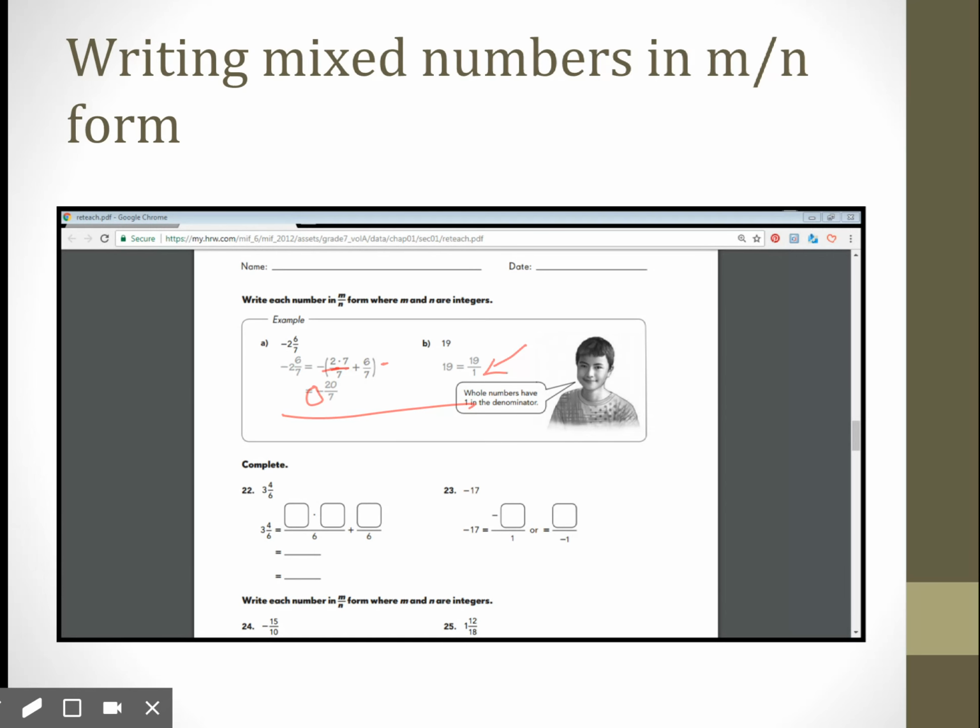So let's try number 22. 3 4/6. First, I'm multiplying my whole number, 3, times my denominator, 6, and then I'm adding the 4 over 6. So 3 times 6 is 18 over 6, plus 4 over 6 equals 22 over 6. Negative 17 can easily be turned into a fraction by simply placing it over 1. You can have the negative on the bottom or the top in that fraction. It doesn't matter.